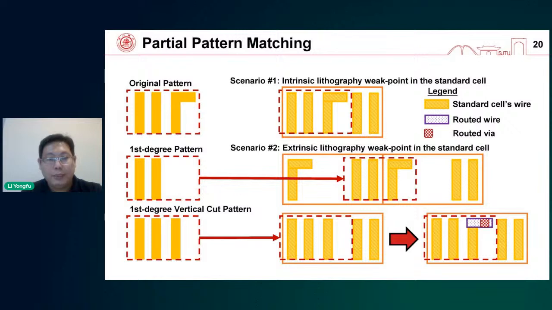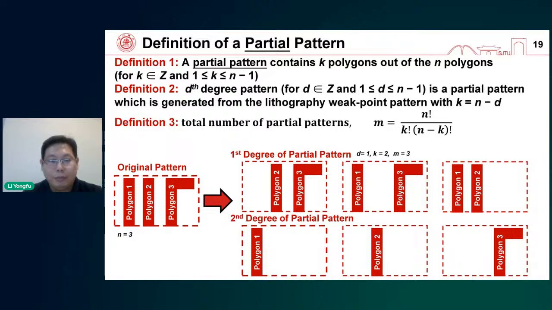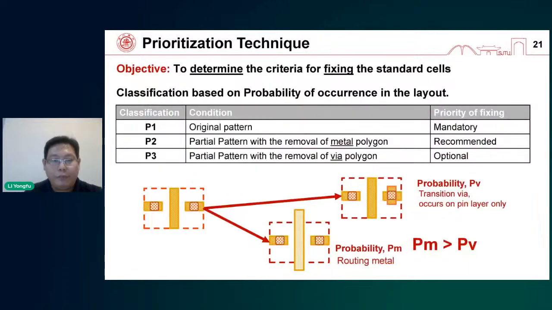So this is where the earlier work on optimizing the permutation in the standard cell abutments helps us identify the problematic standard cells created when doing the abutments. And later on, we also realized that when we have routings across the different pins within the standard cells, it created new patterns again. So we defined a new concept called partial pattern matching, where we segment the different patterns based on the number of polygons that we have and the degree of segmentation that we want.